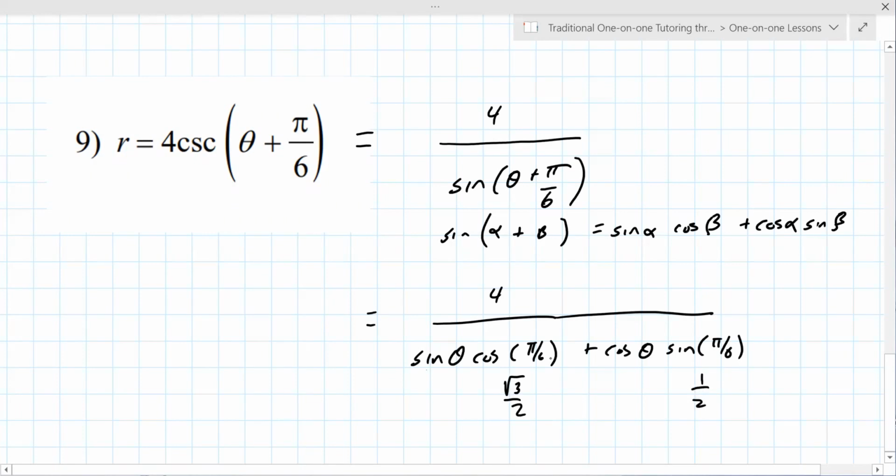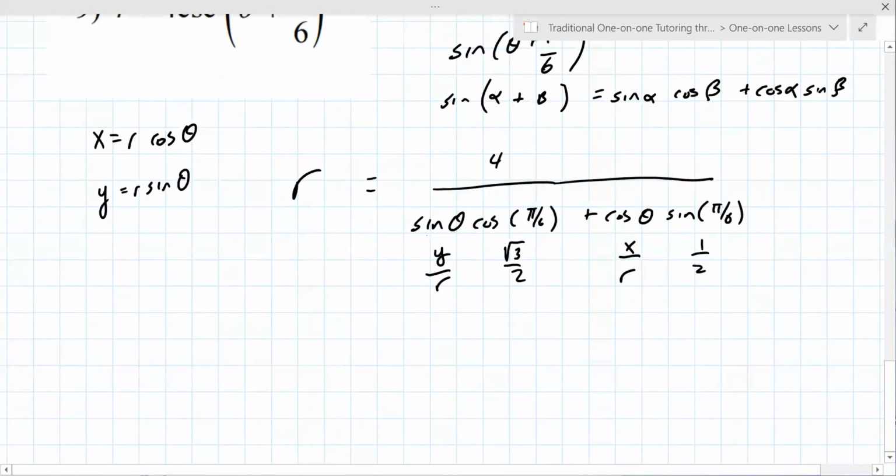And now we can actually do something about the sine and the cosine, right? x equals r cosine theta, so cosine theta is x over r. And then y equals r sine theta, so that makes that y over r on the bottom here. And that all equals r. So now it's just a mess. You've essentially done it, but how do I proceed from here? What do we want to do here?